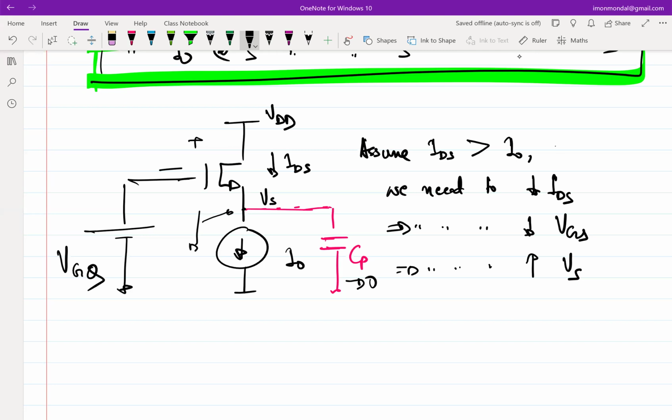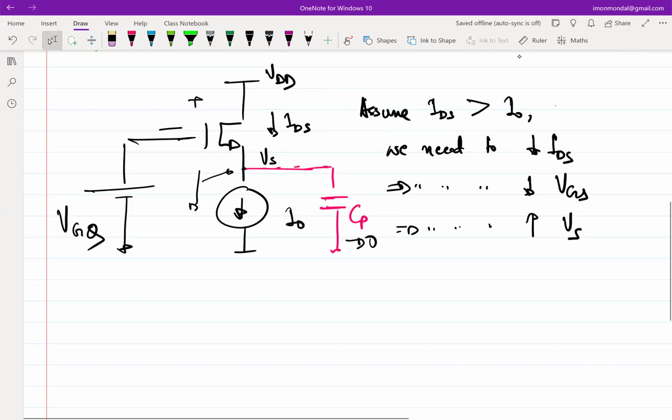Extremely simple circuit. Analysis is also super easy. But to understand why connecting a current source to the source works automatically, you have to appreciate the fact that there is an inherent feedback that goes on in a transistor. Okay. So if you are convinced with that, then the next thing is to understand, is there a limit to these? Yes.